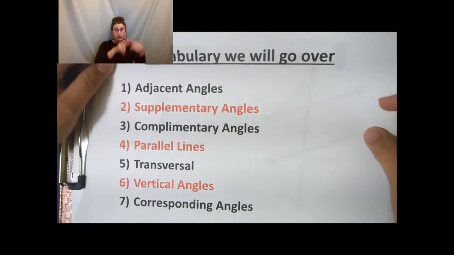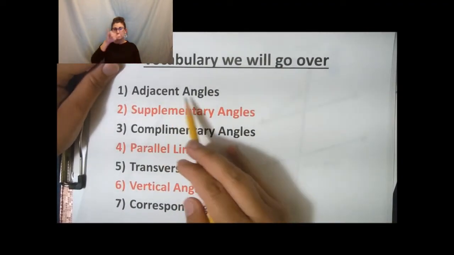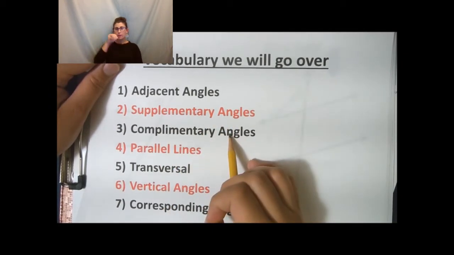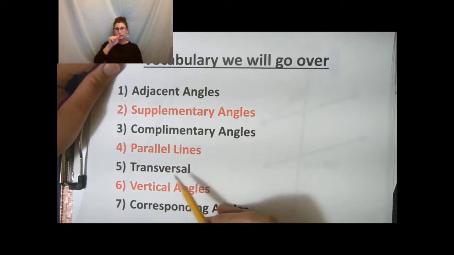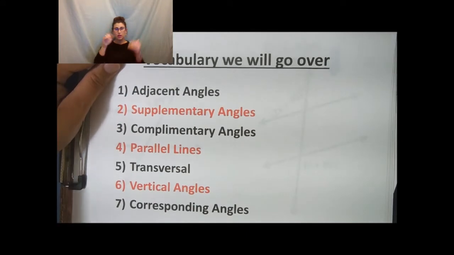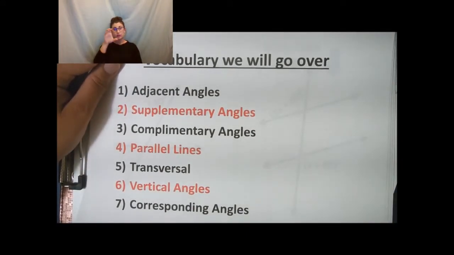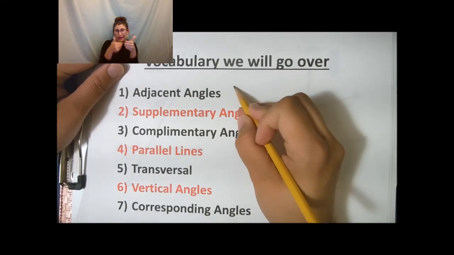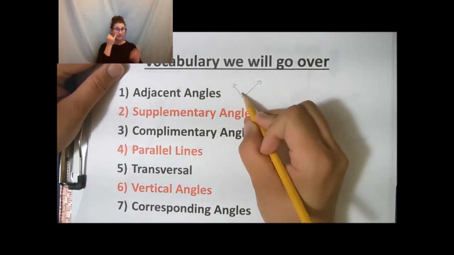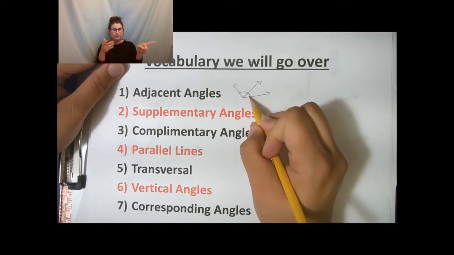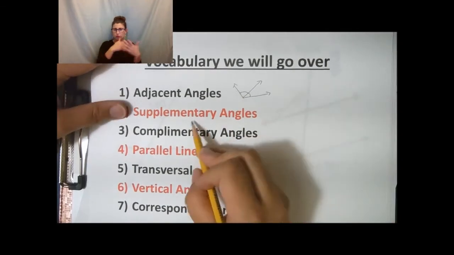All right, some vocabulary that we are going to go over would be adjacent angles, supplementary angles, complementary angles, parallel lines, transversal, vertical angles, and corresponding angles. Adjacent angles are two angles that are right next to each other. For example, if I have this as an angle and I have another angle right next to it, this angle is adjacent to this one. It's right next to it.